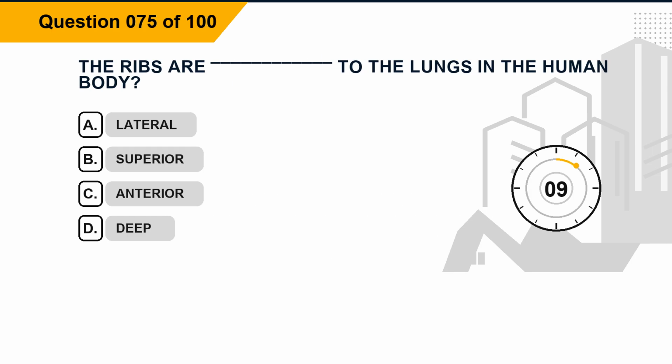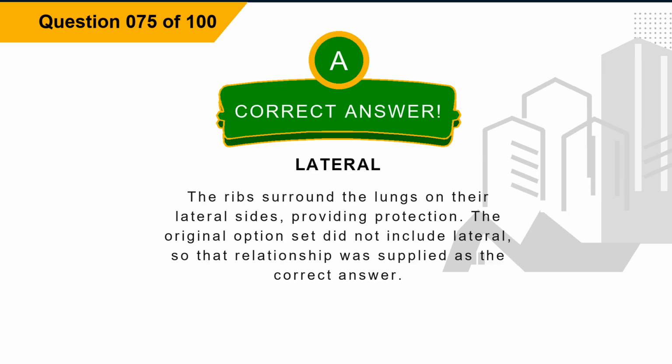Question 75. The ribs are blank to the lungs in the human body. Option A, lateral. Option B, superior. Option C, anterior. Option D, deep. The correct answer is option A, lateral.